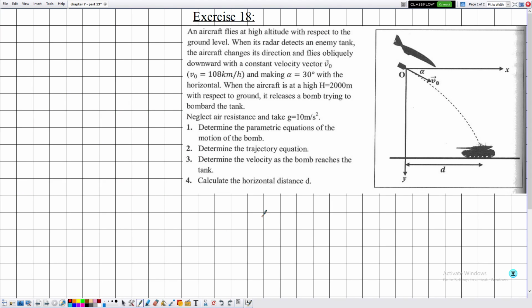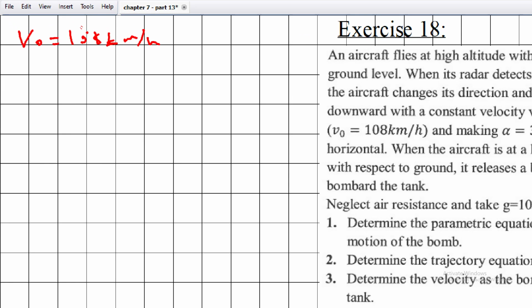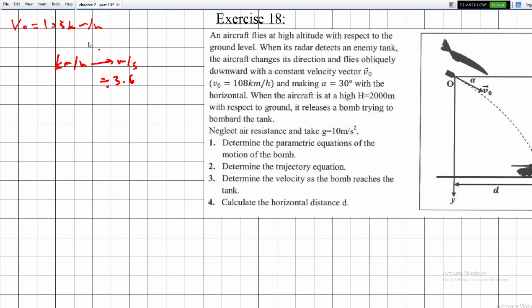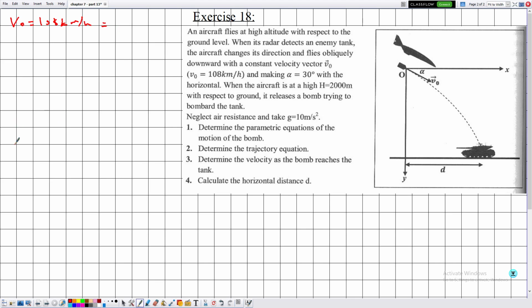Also, the projectile has a lot of applications related to military stuff. Now, an aircraft flies at an altitude with respect to the ground level. When its radar detects an enemy tank, the aircraft changes its direction and flies obliquely downward with a constant velocity v0, in which v0 is equal to 100 kilometers per hour. Notice that kilometers per hour is not the SI unit of speed. In order to convert from kilometers per hour to meters per second, we simply divide by 3.6. Then dividing this quantity by 3.6, it is given by about 30 meters per second.